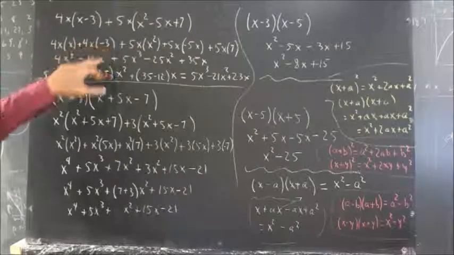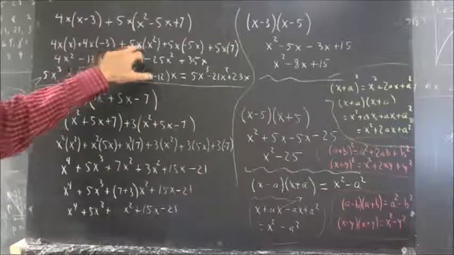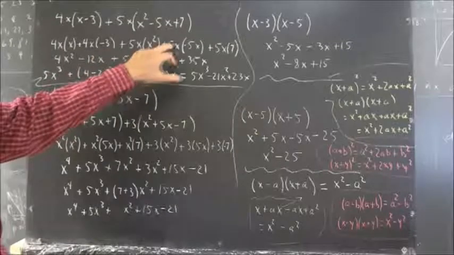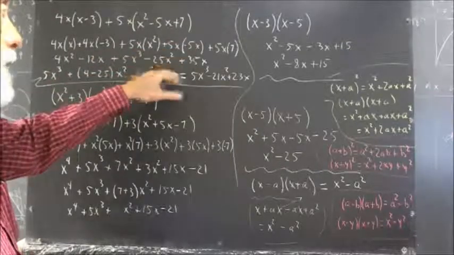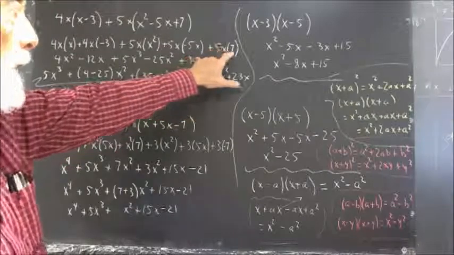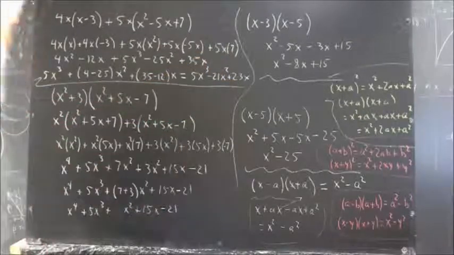Okay, so 4x times x, 4x squared. 4x times negative 3 is negative 12x. 5x times x squared is 5x cubed. 5x times negative 5x, negative 25x squared. 5x times 7 is 35x.